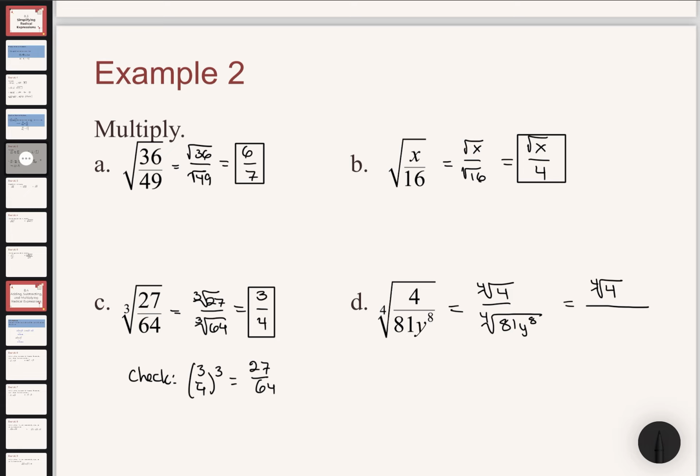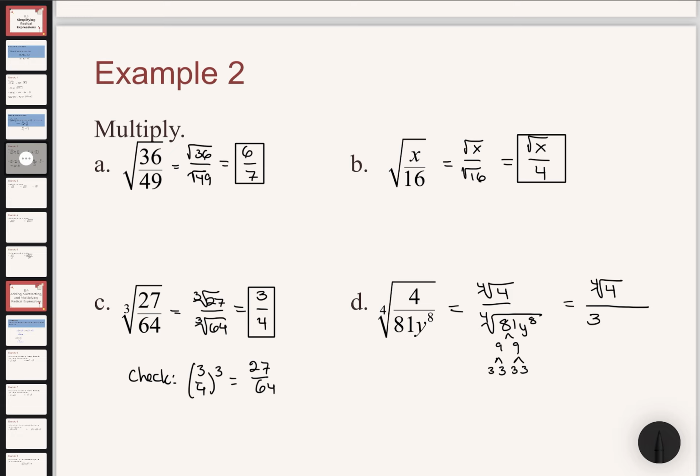But on the bottom, I actually can simplify this. So let's start with 81. If I use my factor method, well, 81 is the same as what? 9 times 9? 9 splits up into 3 and 3. The other 9 splits up into 3 and 3. Oh, cool. Fully factored, I'm getting 3 times 3 times 3 times 3. So the 4th root of 81 is just 3.